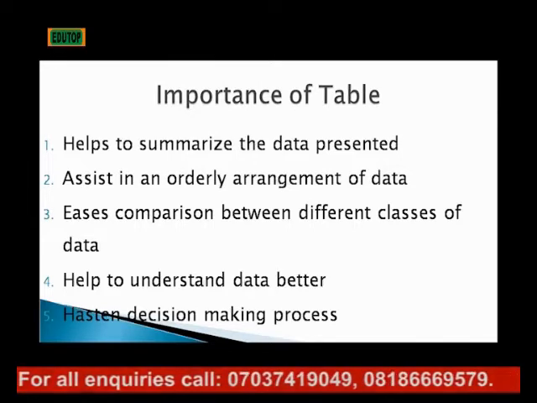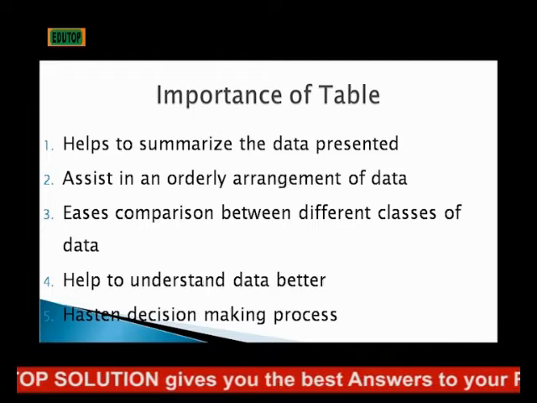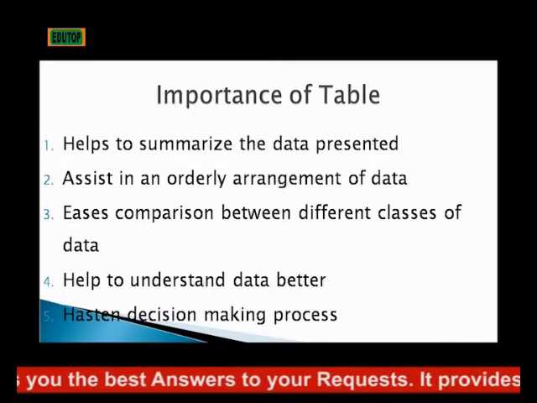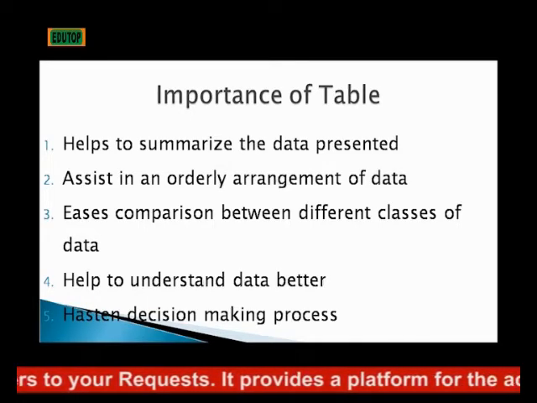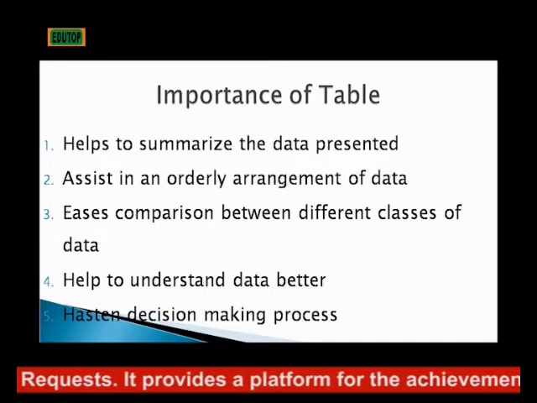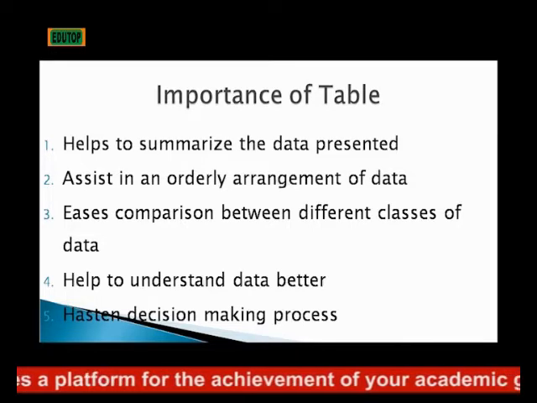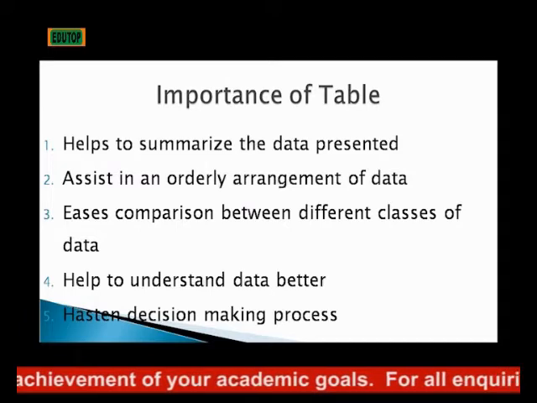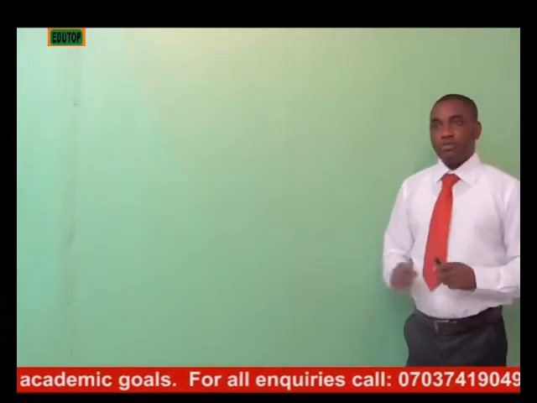Then it is comparison between the classes of data. We can have different classes of data. So when we present it in a table, we'll be able to compare which one to the other. Then it helps us to understand the data better. Instead of giving it in a raw form, table will have separated them and arranged them orderly. Also, it helps us to make decisions. Once you'll be able to compare and identify which one belongs to which one, making decision will not be difficult again. Those are the importance of table.